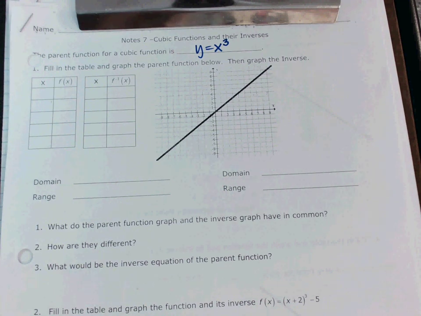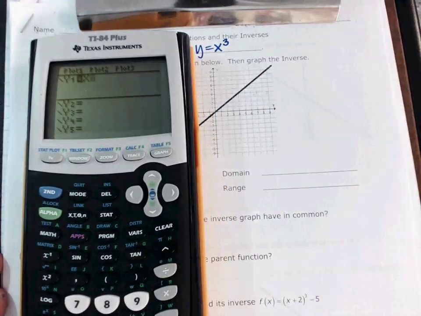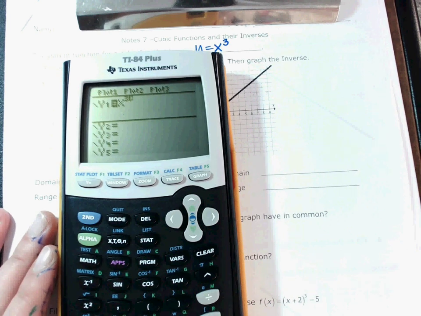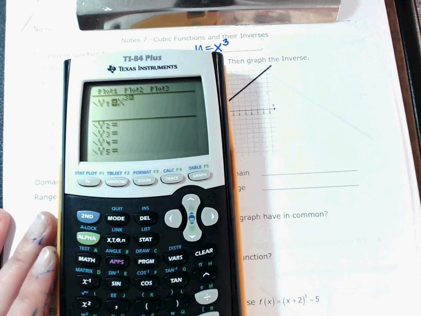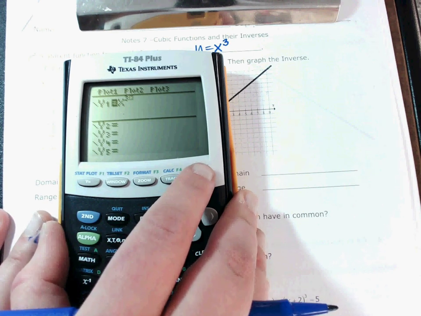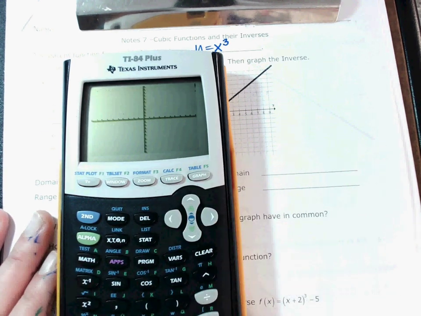Okay, type it in. What is my starting point for x cubed? What number? 0, 0. Very good. Now, if you don't know how to type that in, you just do x and then up to the 3. Y equals x up to the 3. Then hit graph. We see our shape that we've been looking at this whole time.